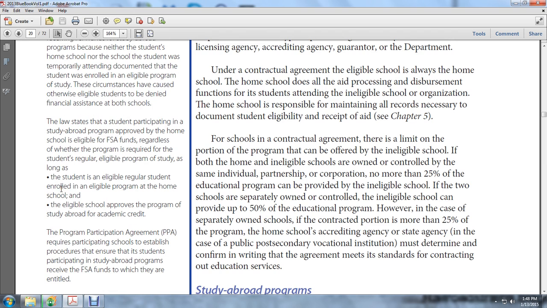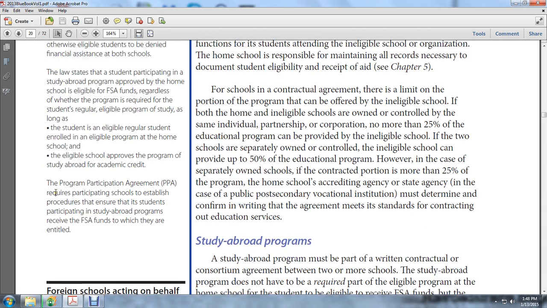The program participation agreement, the PPA, requires participating schools to establish procedures that ensure students participating in study abroad programs receive the federal student aid funds to which they are entitled.